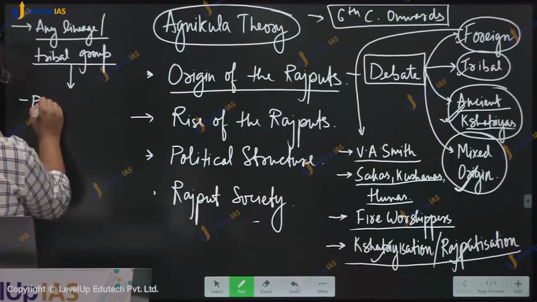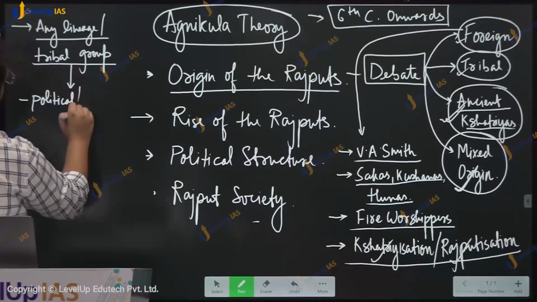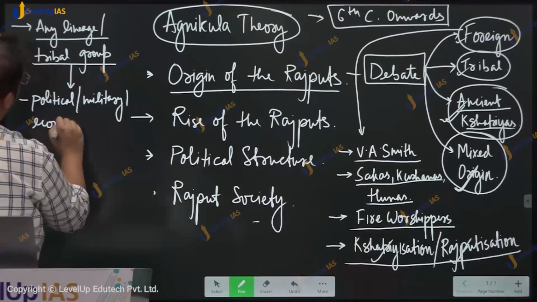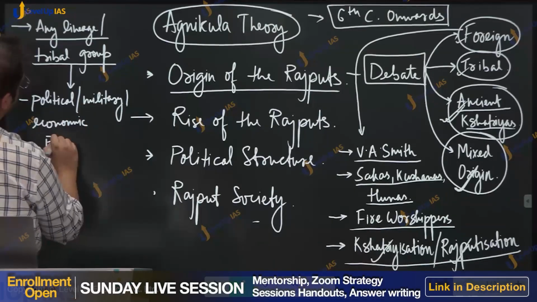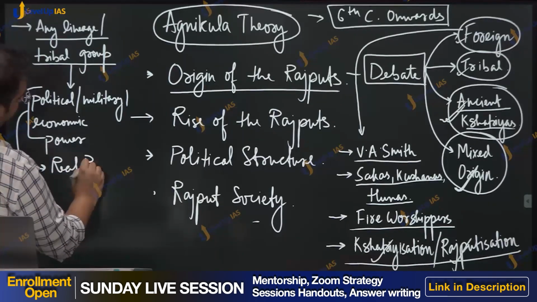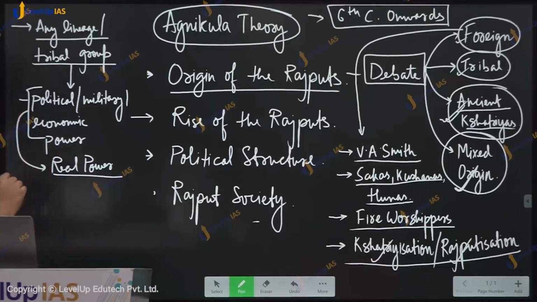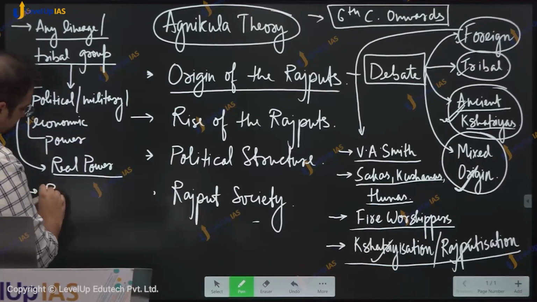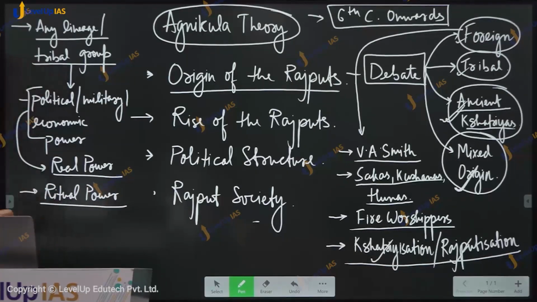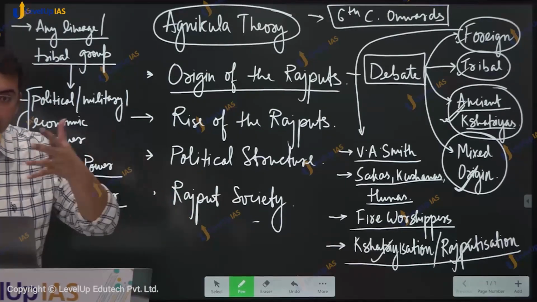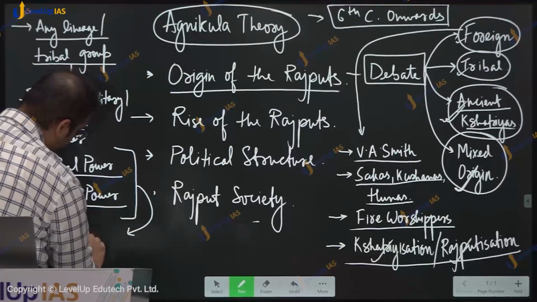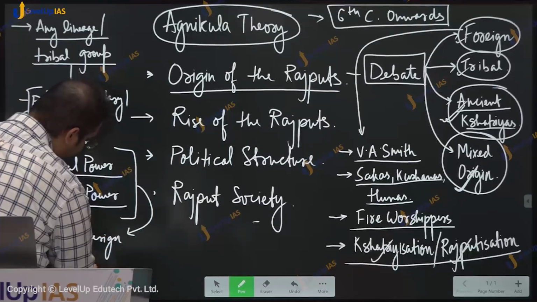with political, military and economic power, these are all instruments of real power, had a natural tendency to seek ritual power, and the association of real power with ritual power would have given them sovereign status.